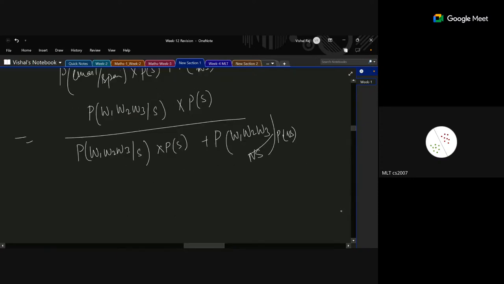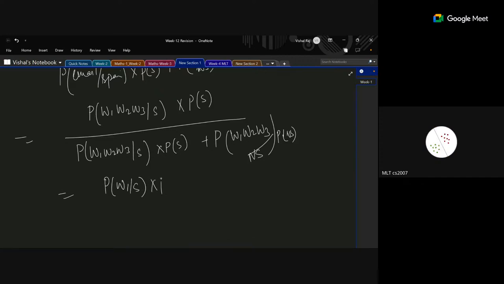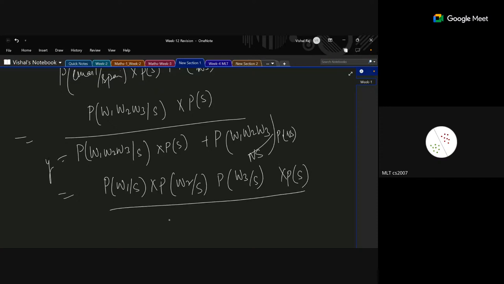And you already know that these are totally independent. So you can write it in this form also: given spam, multiplication of probabilities, because the W1 word is independent of W2. So you can write it like that: probability of W3 given spam, multiplied by the probability of spam. And you can write whatever I have written here. So basically this is y.